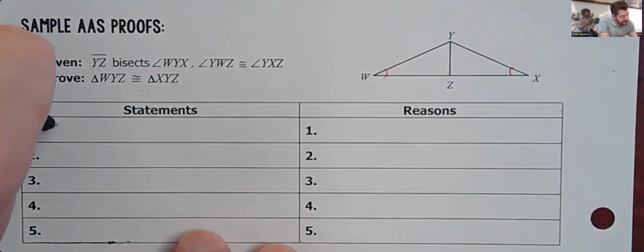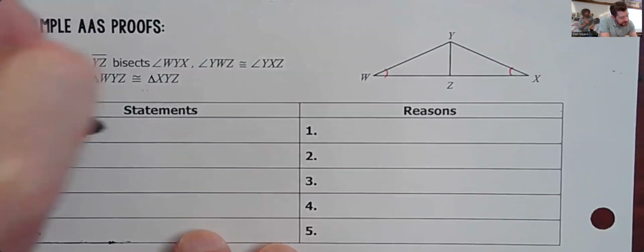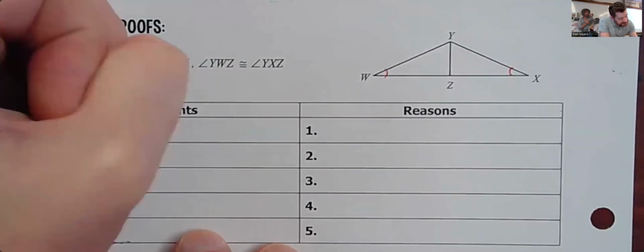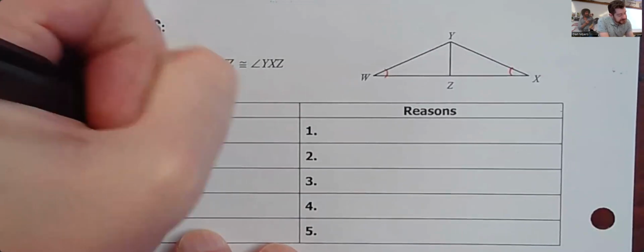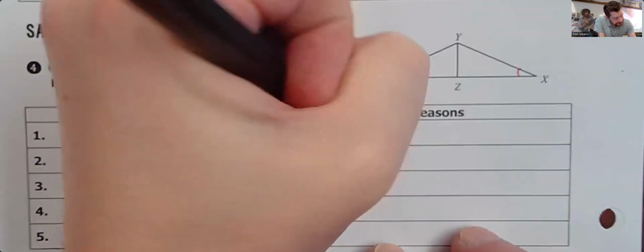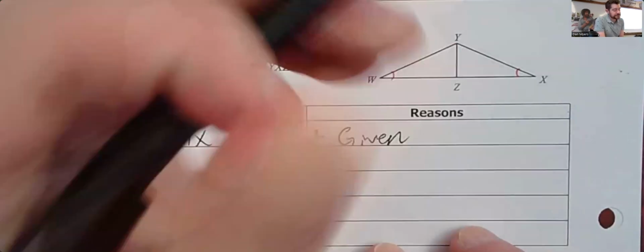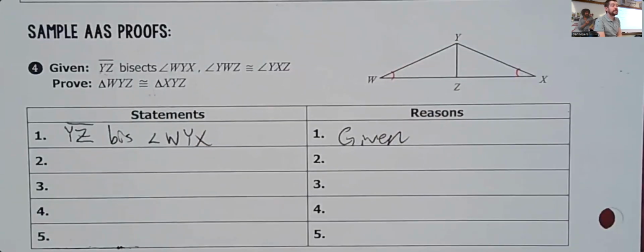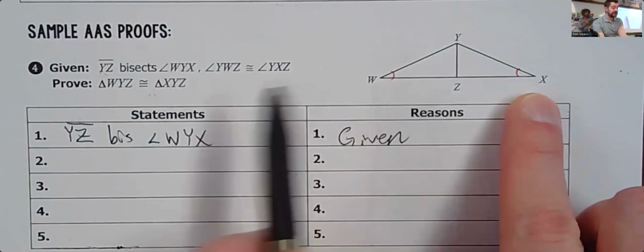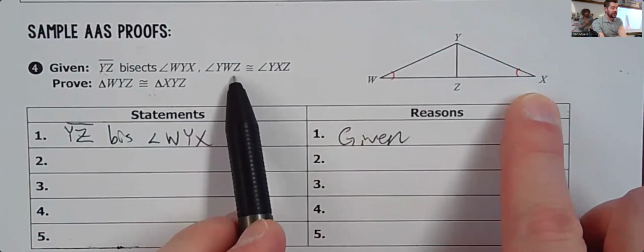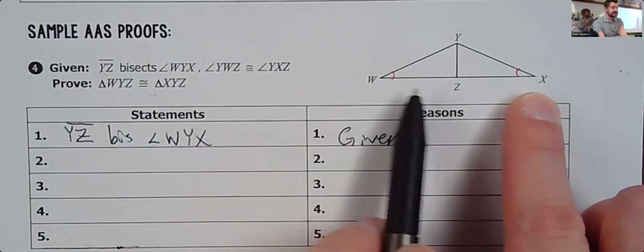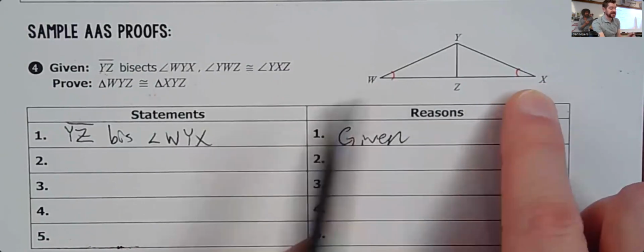So statement-wise, we have YZ bisects angle WYX. That's given. So we have the congruent markings for the other given, which is angle YWZ is congruent to angle YXZ. So those are congruent because it tells us.